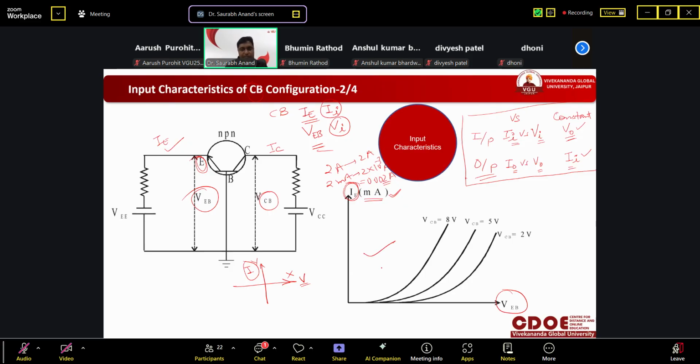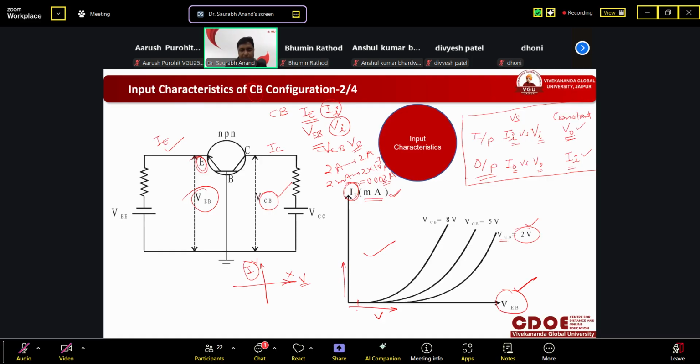Now in the characteristics, what are we doing? We keep the output voltage constant, that is VCB. So VCB will be Vout here. We have written VCB here as 2 volt. So it is fixed. We will not change it. We will change only VEB. So we are applying it constantly. We are moving in this direction for voltage, and current will move in this direction.